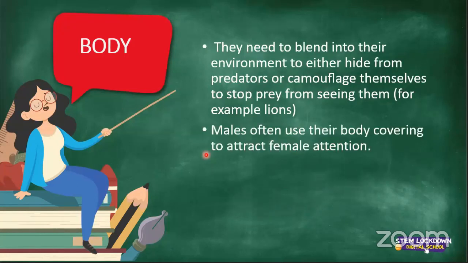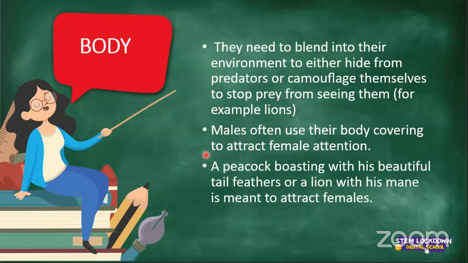Here we can see the peacock again. Males often use their body coverings to attract female attention. A peacock boasting with his beautiful tail feathers, or a lion with his mane, is meant to attract females. I would love to know, what do human males do to attract females? They don't have a mane or a beautiful tail. I think in humans, it's the other way around. It's the females who make themselves pretty, right? Wearing earrings and makeup, but in nature, it's the other way around.